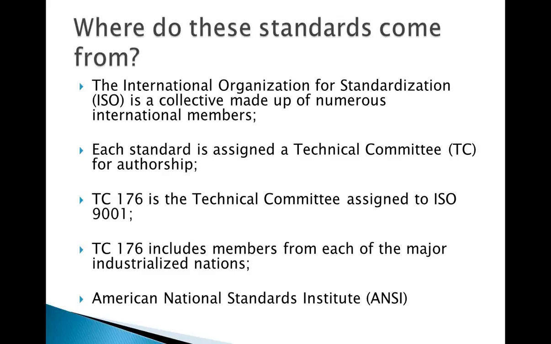Each of those standards is written by a technical committee, or TC. Now, in the case of ISO 9001, the assigned TC is TC 176, and TC 176 itself is made up of members from each of the major industrialized nations. Now, the U.S. representatives are drawn from the American National Standards Institute, or ANSI.